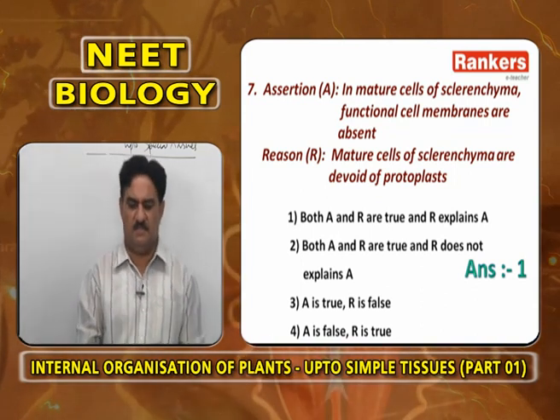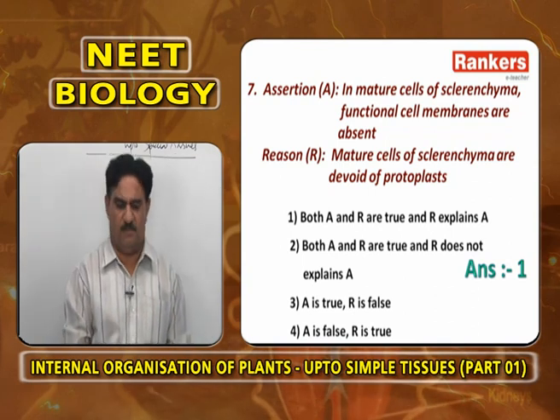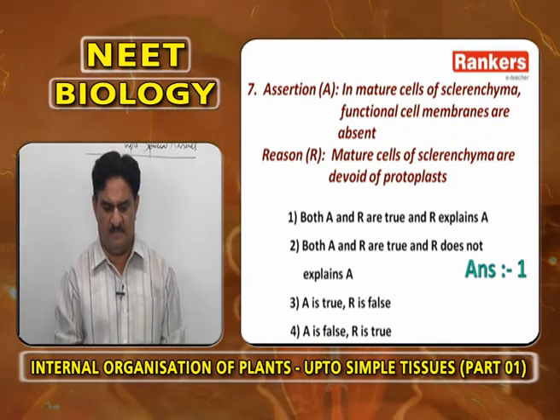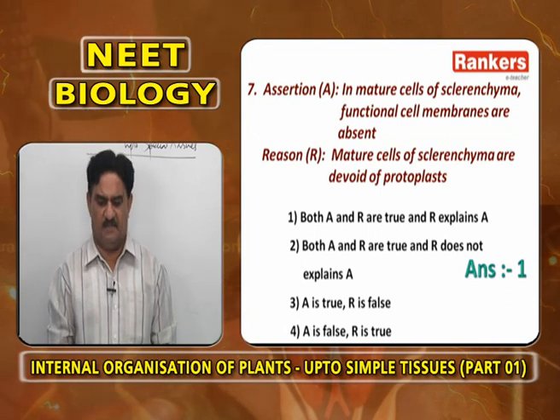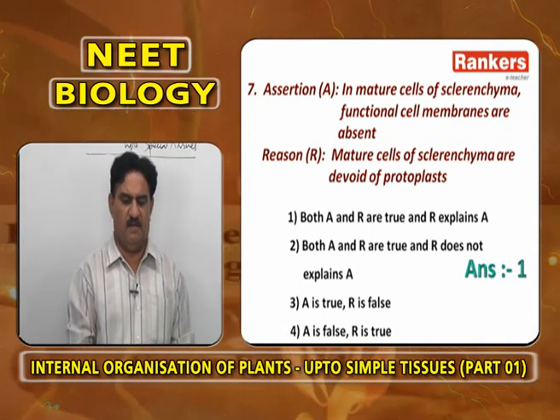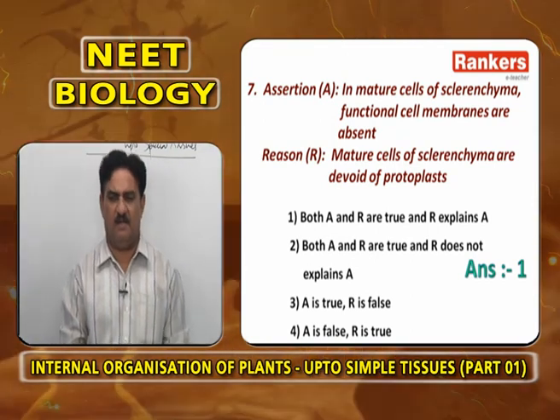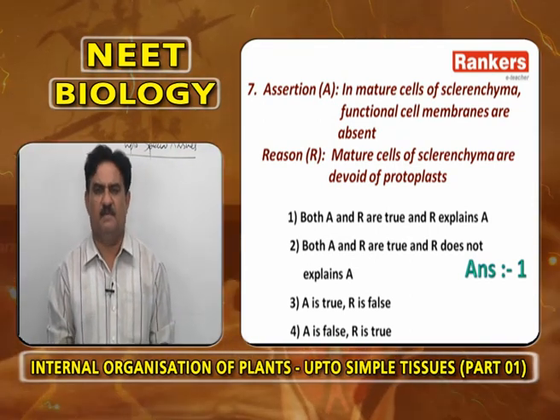Because the mature cells of sclerenchyma are devoid of protoplast, functional cell membranes are absent. So, both A and R are correct. R explains A. First option.